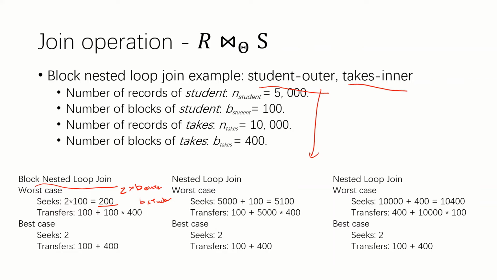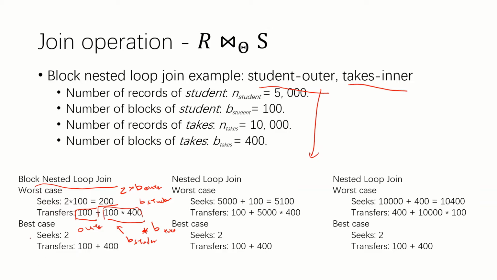How about transfers? So in my transfers, in the worst case scenario, I need to transfer 100 blocks for my outer loop, and my inner loop, every single block of my outer loop, I multiply it by the number of blocks of my inner loop, and that's how I get this value over here.